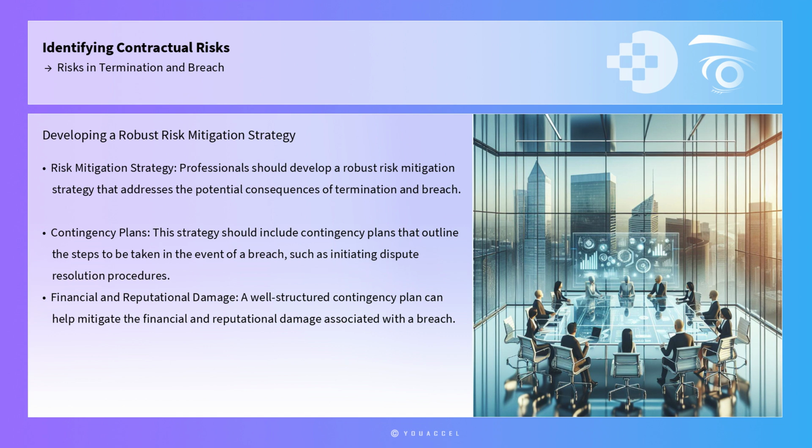In addition to contract analysis, professionals should develop a robust risk mitigation strategy that addresses the potential consequences of termination and breach. This strategy should include contingency plans that outline the steps to be taken in the event of a breach, such as initiating dispute resolution procedures or pursuing legal action. A well-structured contingency plan can help mitigate the financial and reputational damage associated with a breach, ensuring that the organization is prepared to respond effectively to unexpected challenges.